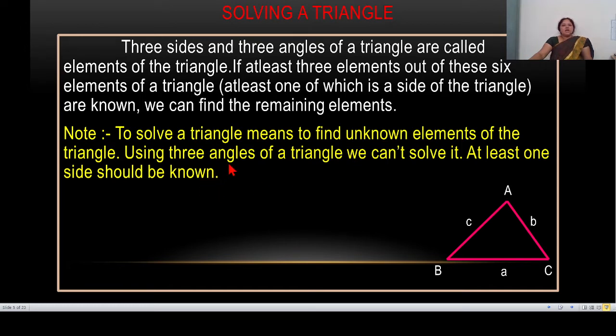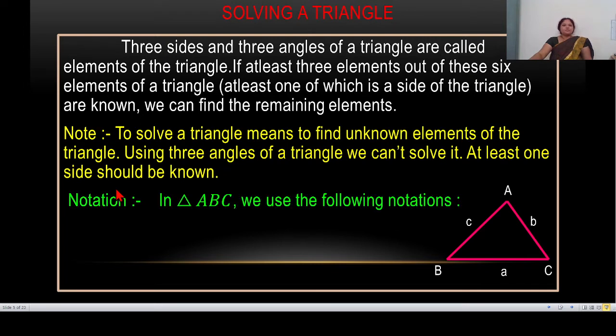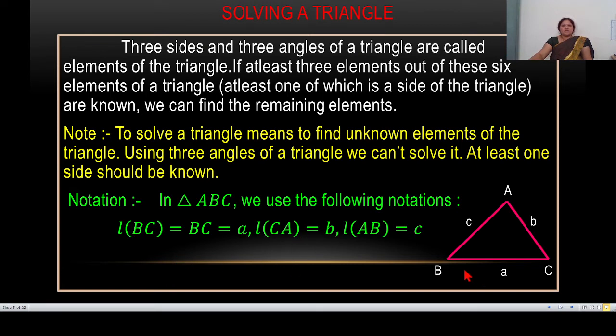Using three angles of a triangle, we can't solve it. At least one side should be known. Notation: in triangle ABC, we use the following notations. Length BC equal to small a, length CA equal to small b, and length AB equal to small c. This notation is called the usual notation.